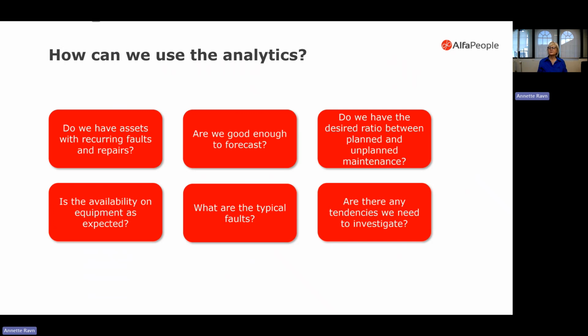And finally, are there any tendencies we need to investigate? So if something is going in the wrong direction, it changes from ratio 30% to 40% in unplanned maintenance, then that's a tendency we need to look into and investigate and see if we can do something about that. So I actually think that the tools that are available in asset management can answer a lot of those questions and help you to figure out where it is that something you need to look into and what you can do about it.